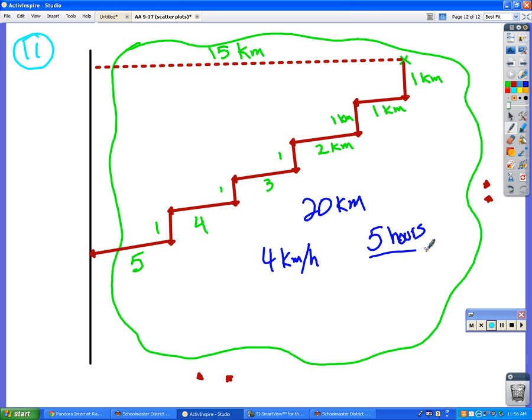So if they start walking at 3 o'clock, what time will they get to the road? 8. What time is sunset? 7:30. So yes or no? No. Okay, so they should have walked faster, or maybe more direct. They're not going to get there.